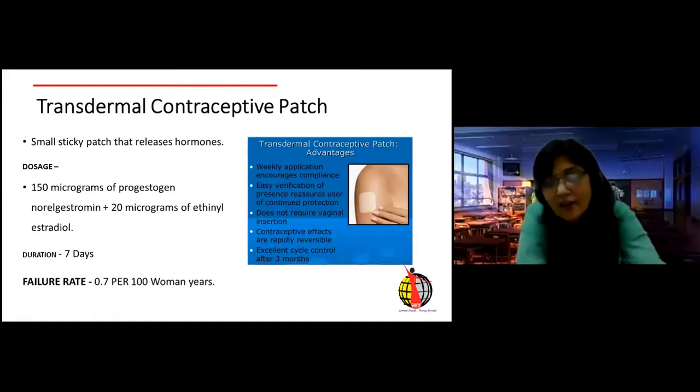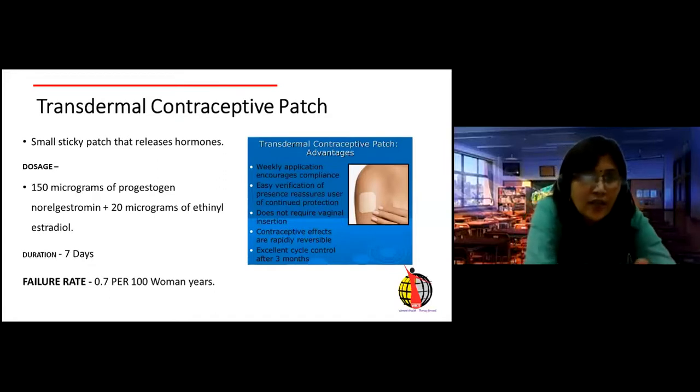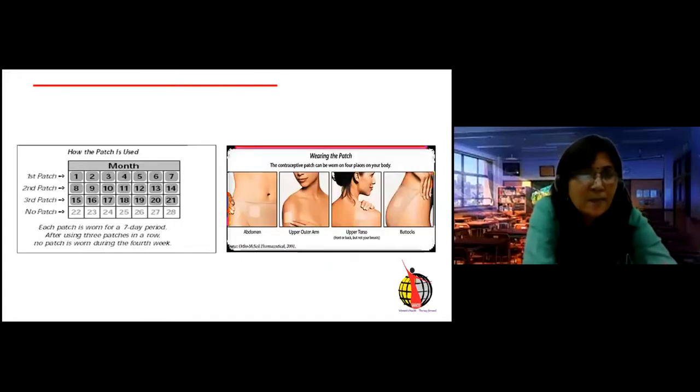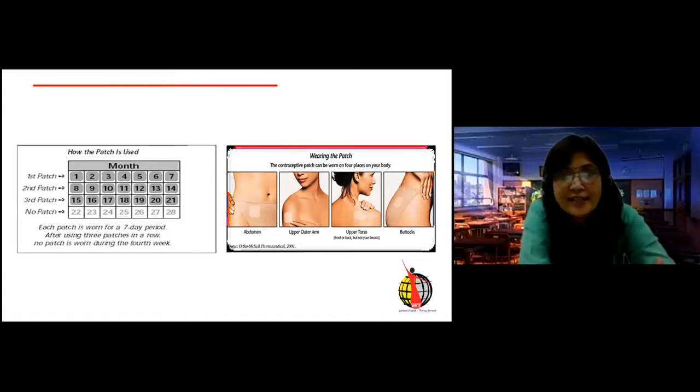The disadvantage is, of course, the cost and the availability. Feasibility is very good, but cost and availability is an issue. You can see from the picture that the first patch has to be inserted for 7 days, the second from 8 to 14 days, the third from 15 to 21 days, and there has to be a patch-free interval of 7 days.